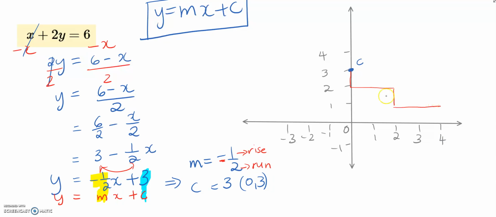And we've got 2 points. That's 1 point, that's another point. Now we can draw our line. We join all of those 3 points and draw our line. There you go. And let's write down the equation of our line, which was x plus 2y equals 6.